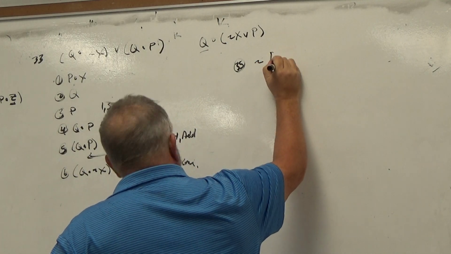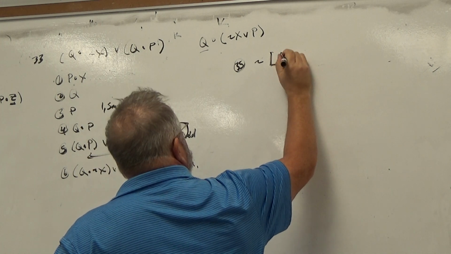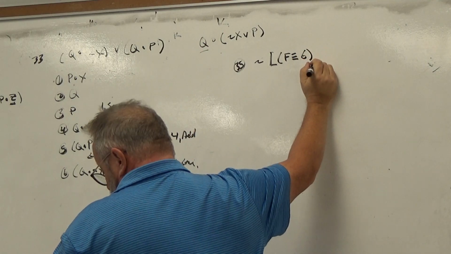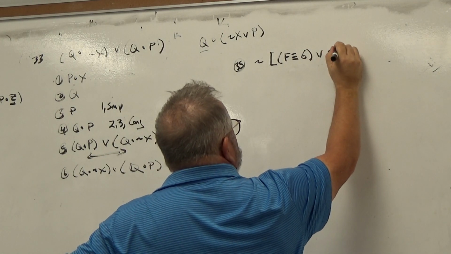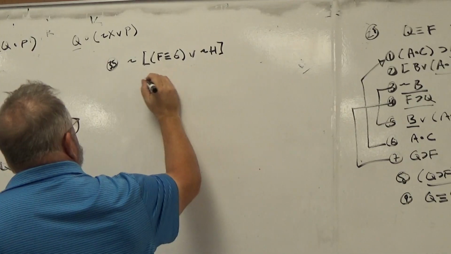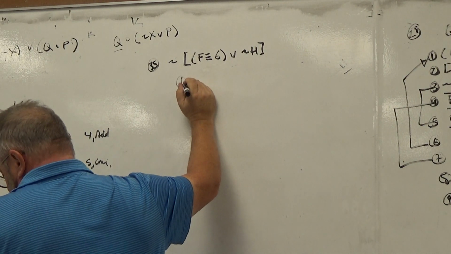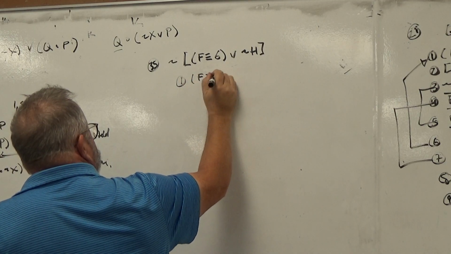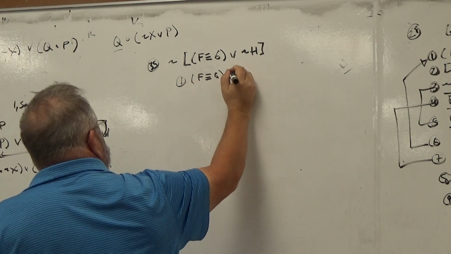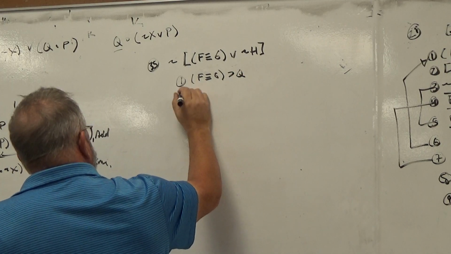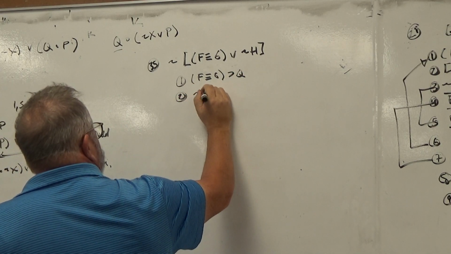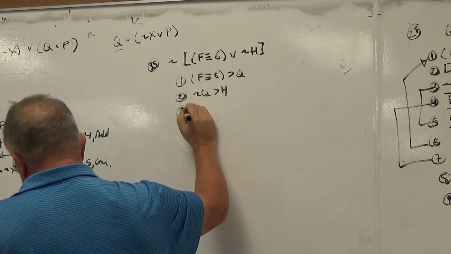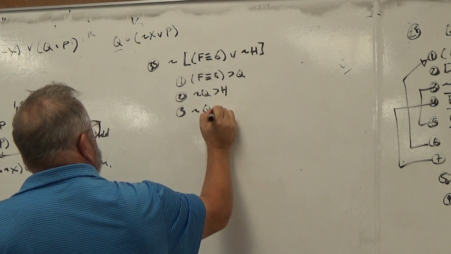Not F if and only if G or not H. Okay. We have F if and only if G, then Q, and we have not Q, then H, and we have not Q.